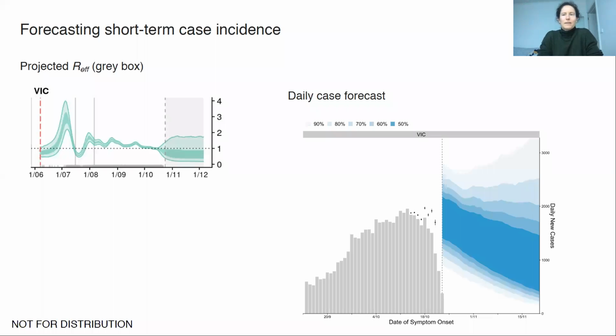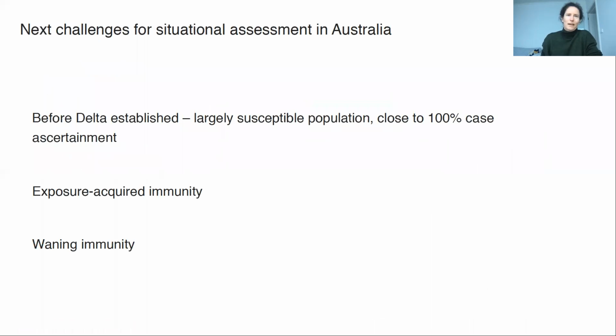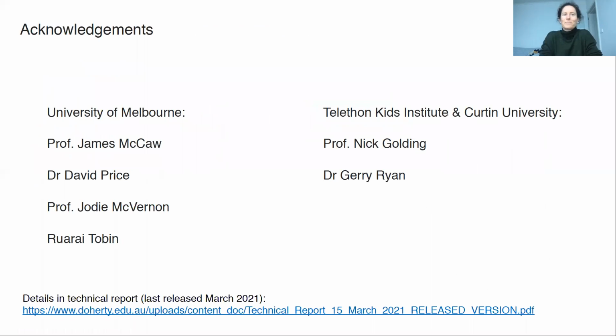I was going to touch briefly on how understanding and incorporating vaccination into the transmission potential has been useful for understanding how we can produce our forecast of daily case incidence in the presence of vaccination, and also of exposure-acquired immunity, which will also become something we need to deal with in the coming months. And yeah, I'll stop there. Thank you very much.